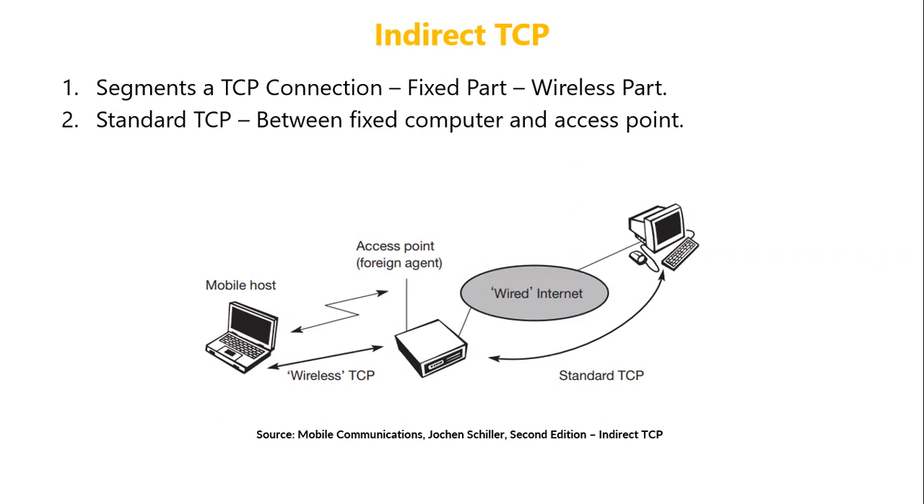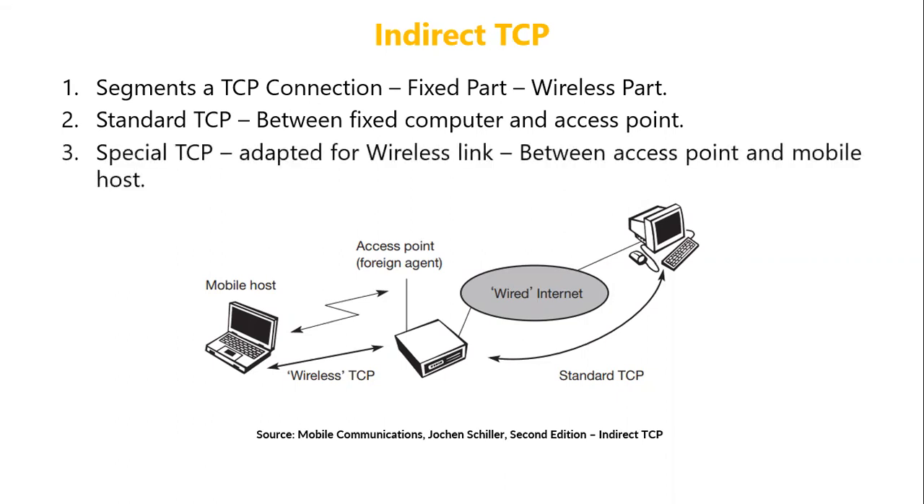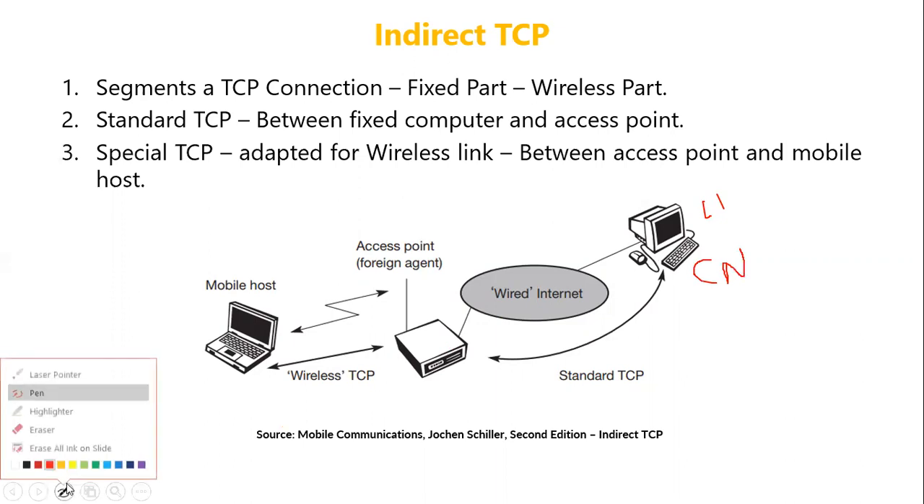The fixed part uses the traditional, standard TCP, and the wireless part uses a special TCP which is adapted for wireless networks. In this diagram you can see there is an access point, and the connection between the access point and this computer. Let us consider this computer as the CN, that is the correspondent node. The communication between the access point and this CN will be through traditional TCP.